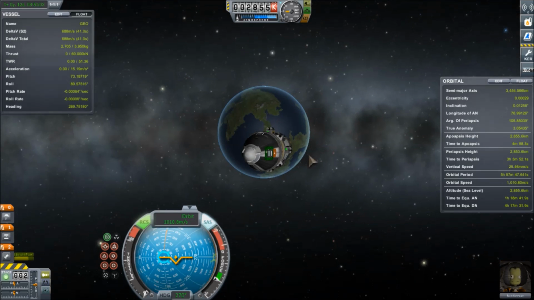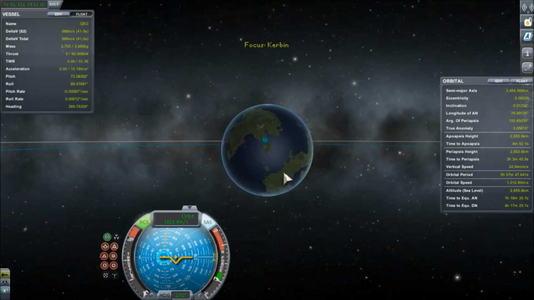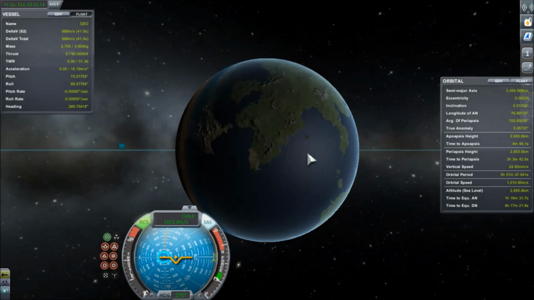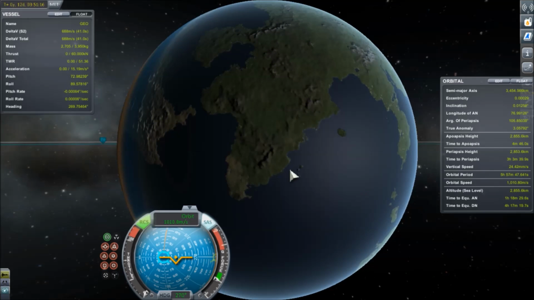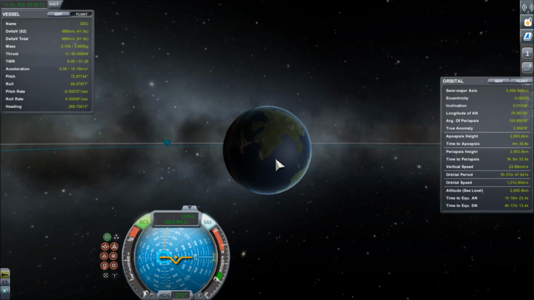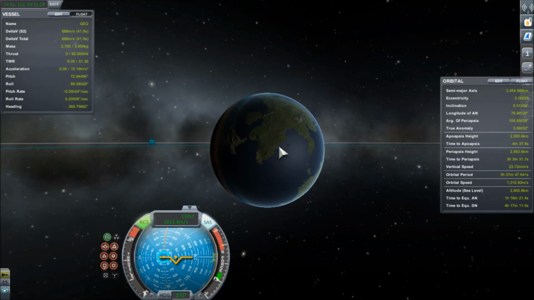What if we wanted to make sure that we had a satellite over a specific region of Kerbal? Like, say, for example, I'm trying to find it. I think this would be the KSC here where we launch from. Let's say we wanted to make sure that we were hovering directly over KSC forever. How do we make that happen?